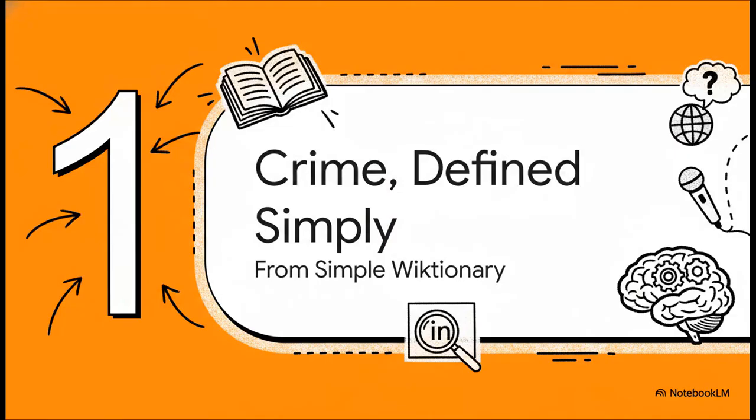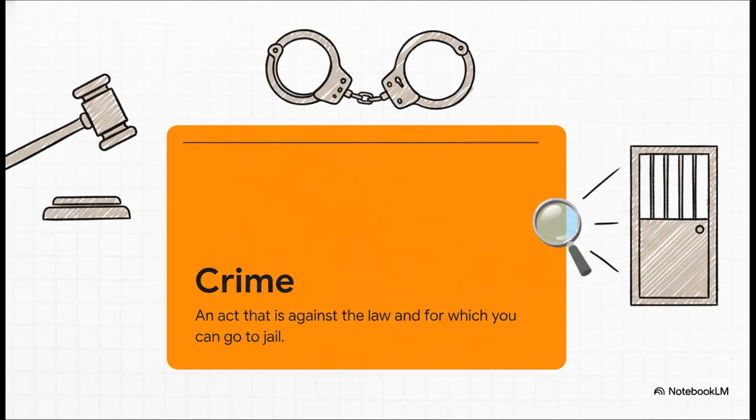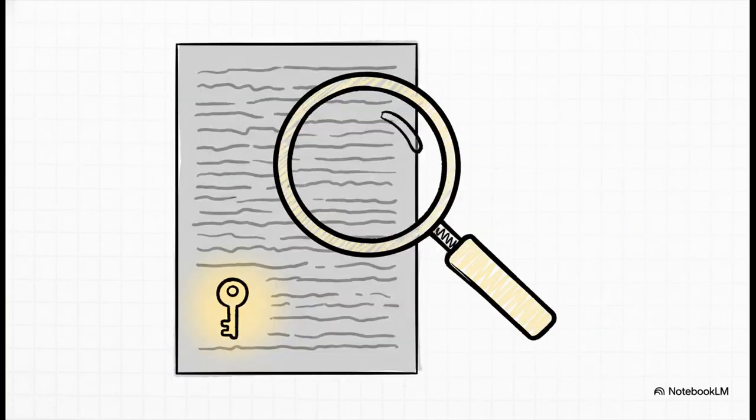All right, so the Simple English Wiktionary, which is our source for all this, gives us a really direct starting point. A crime is an act against the law for which you can go to jail. Yep, that's pretty much the straightforward definition most of us would think of first. Simple, clear, done, right? Well, not so fast.